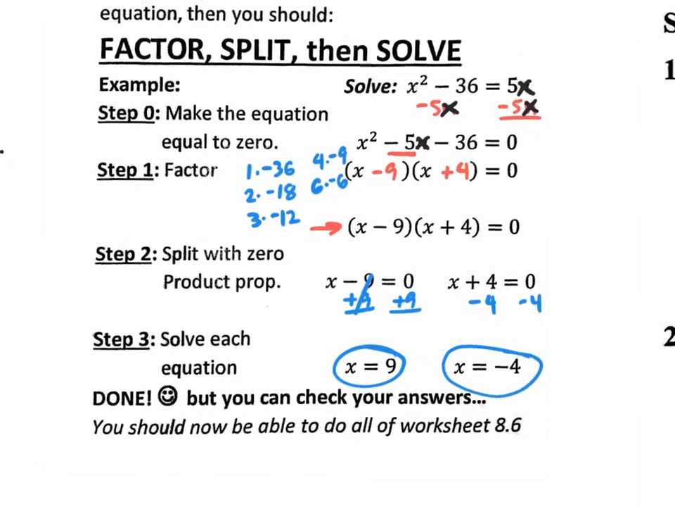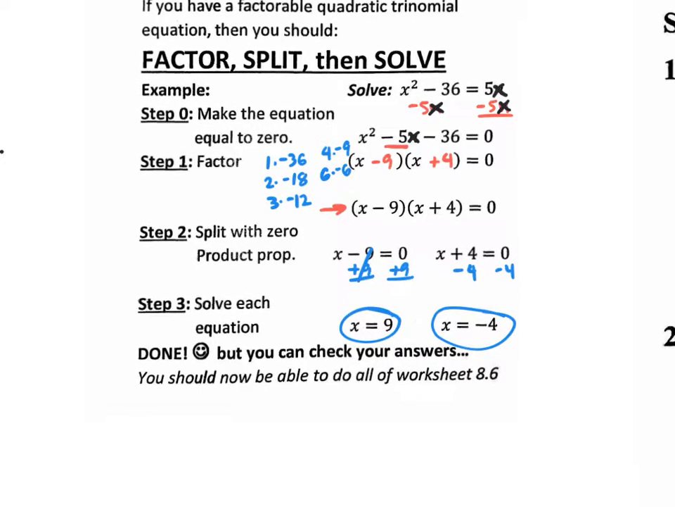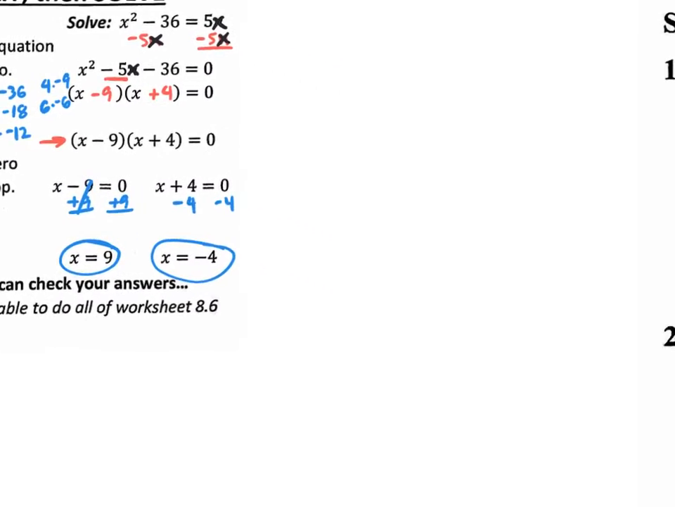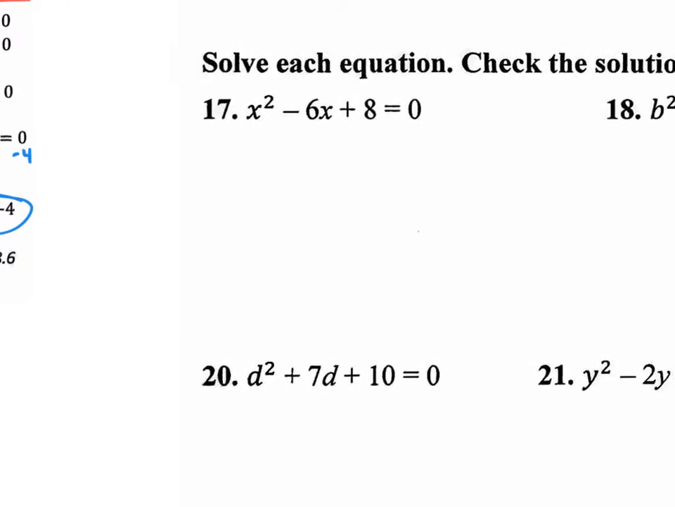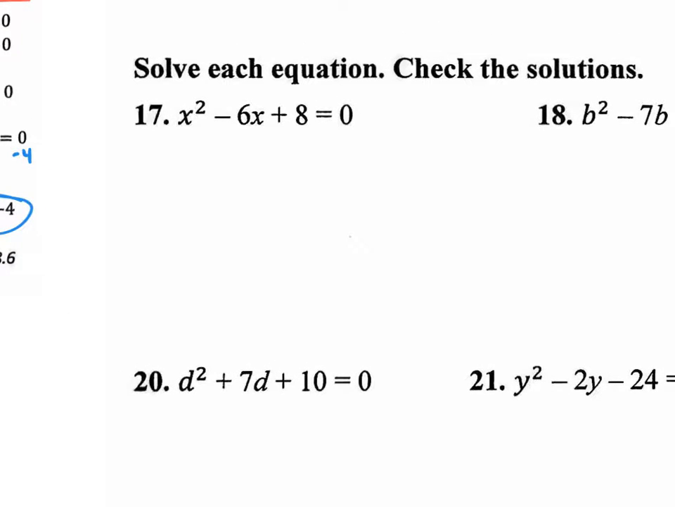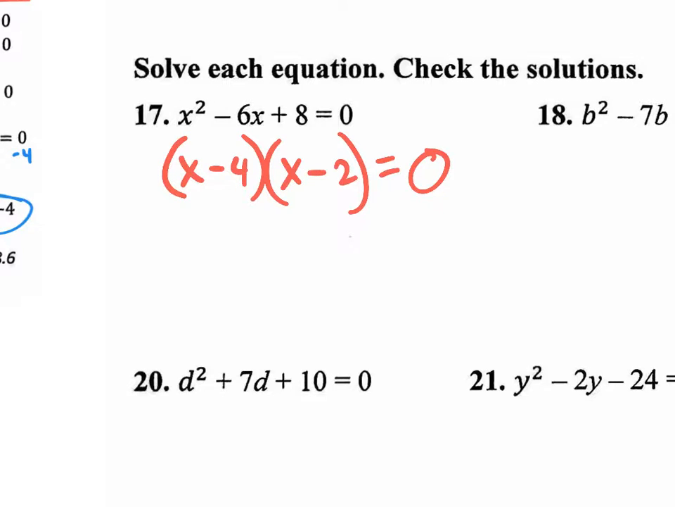So that should help you out understanding the second half of the worksheet, which all you're doing really is factoring, splitting, and solving. Okay, so first you want to make sure that it's equal to 0, which all of these are except for the last few. So on number 17, the first thing to do is factor. What times what is 8 that if I combine together is negative 6? Negative 4 times negative 2. Very important that we put those negatives.